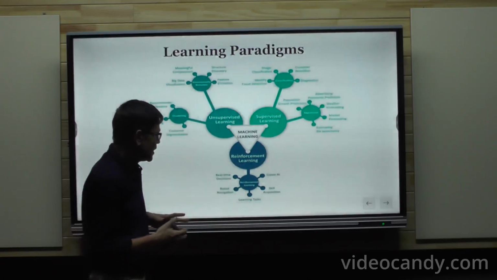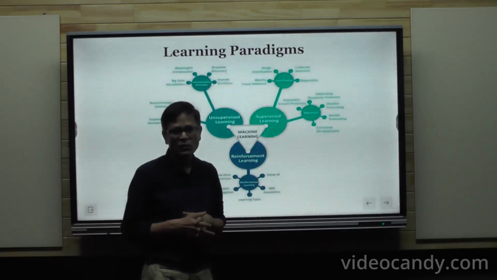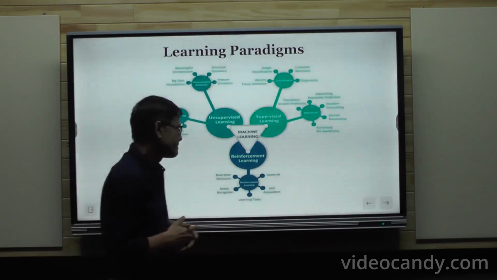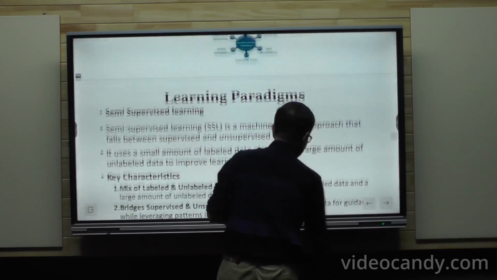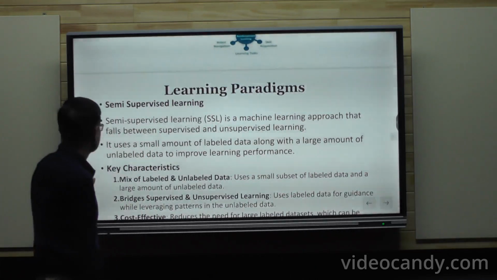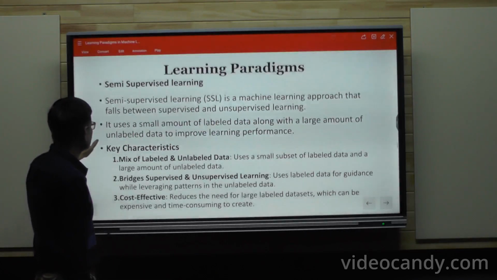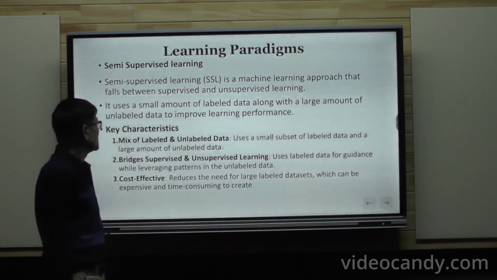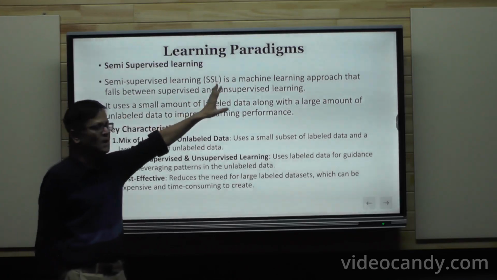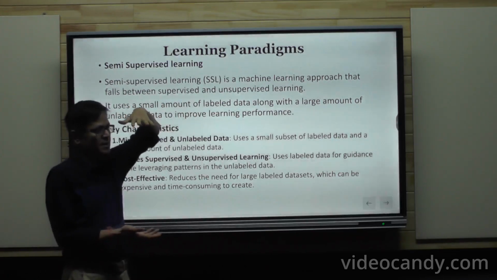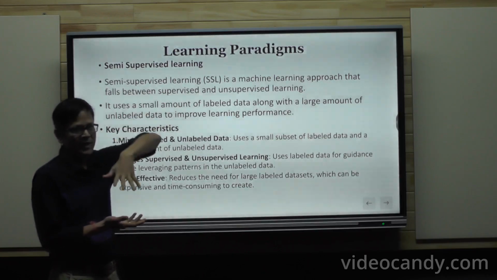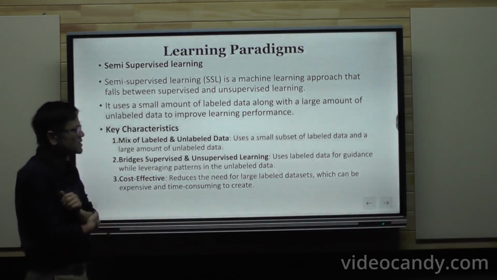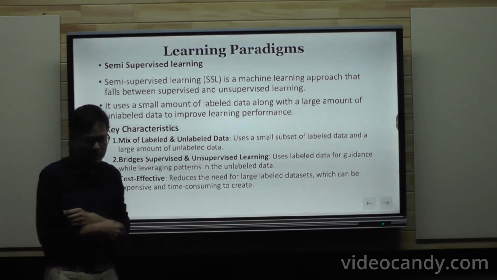And divisions. Now we will take the leftover topic, semi-supervised learning. So you see that semi-supervised learning is a machine learning approach that falls between supervised and unsupervised. That is, it is a hybrid of supervised and unsupervised learning. So it uses a small amount of labeled data.